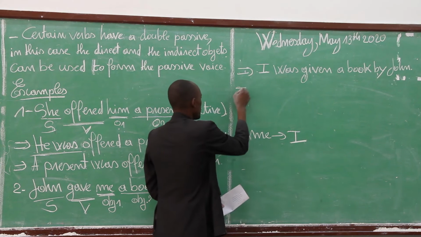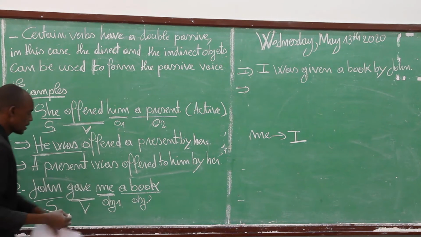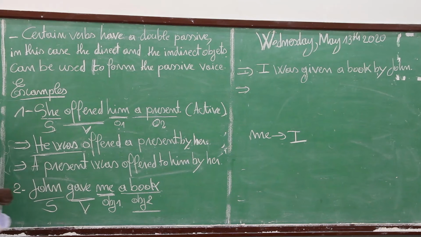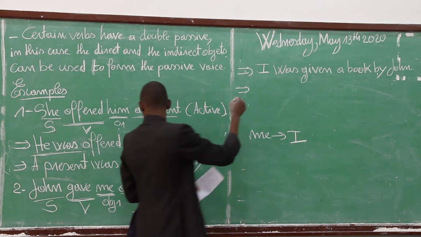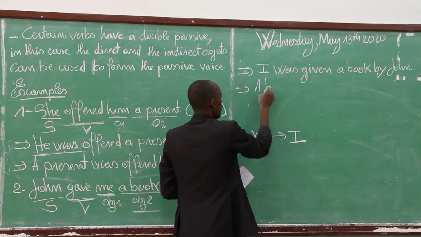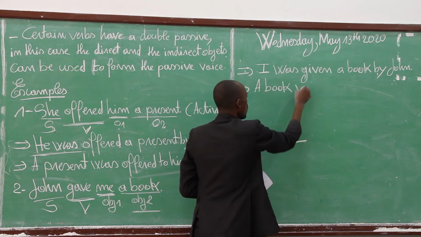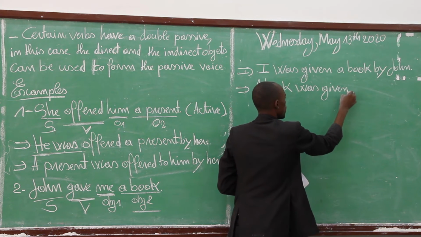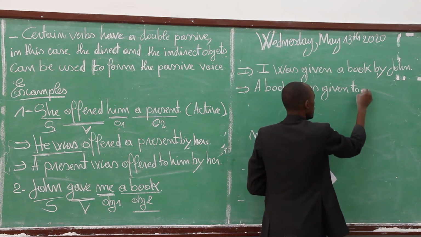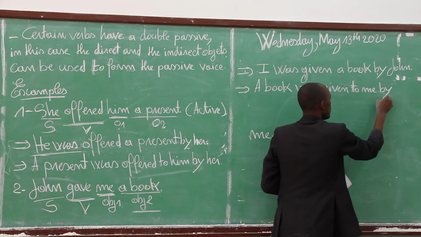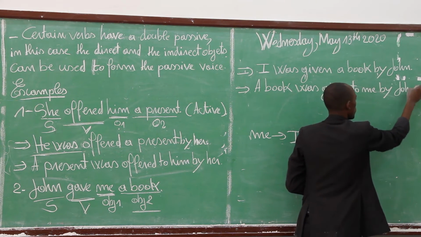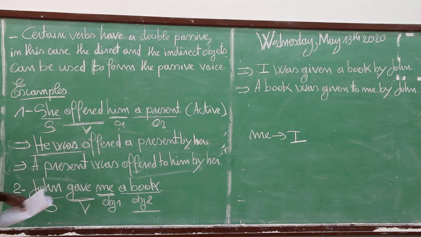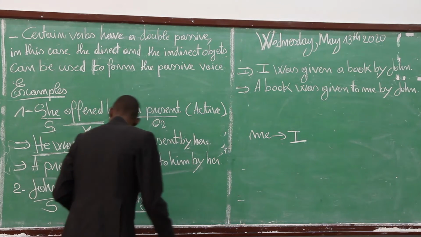The second possibility, yes, this time we take the second or the last object. We have a book was given to me by John. Yes, this is the second possibility. A book was given to me by John.